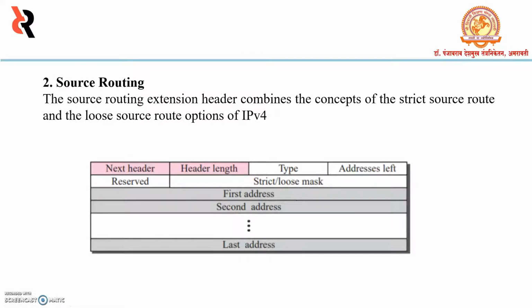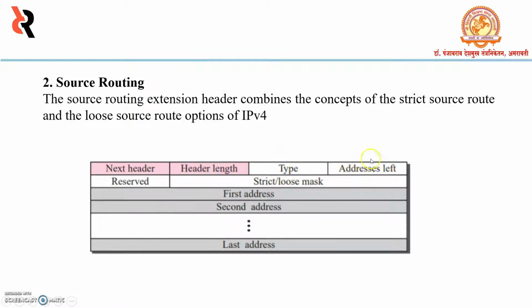Next is source routing. The source routing extension header combines the concepts of the strict source route and the loose source route options of IP version 4. The source routing header contains a minimum of 7 fields. The first two fields, next header and header length, are identical to those of the hop by hop extension header. The type field defines loose or strict routing.